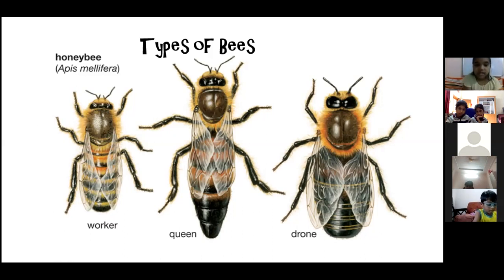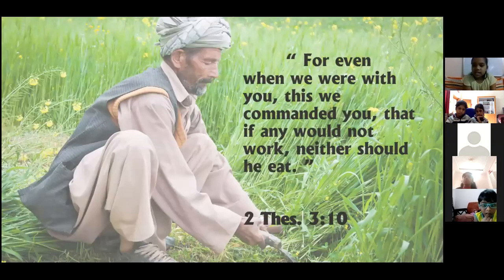Unlike the female worker bee, it does not have a stinger and hence cannot collect nectar or pollen. So they are cared for all their lives by the worker bees. But if the food storage in the hive in the winter months runs low, the drones will be sent out of the hive. Now that reminds me of what 2 Thessalonians 3:10 has to say. For even when we were with you, this we commanded you, that if any would not work, neither should he eat.